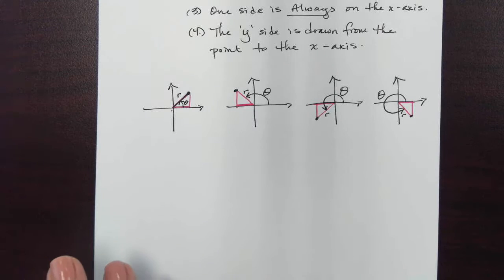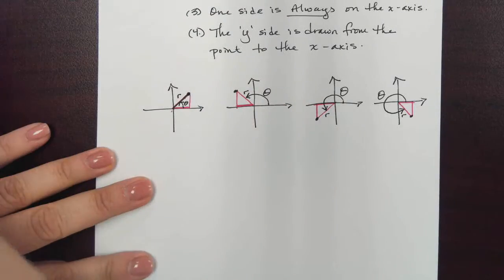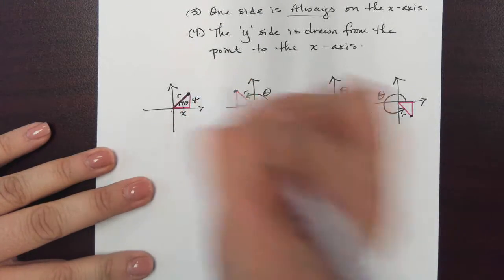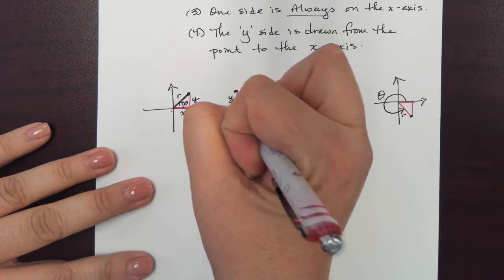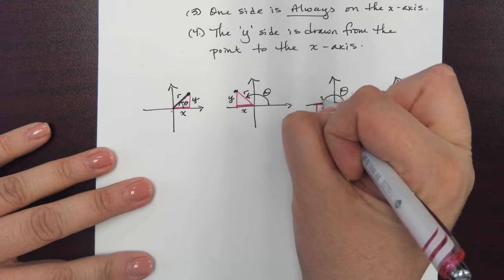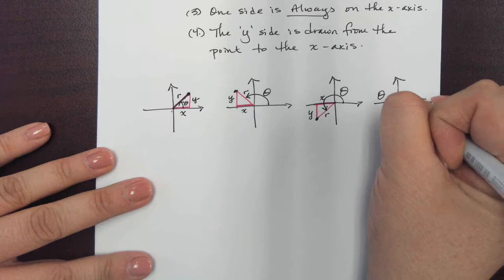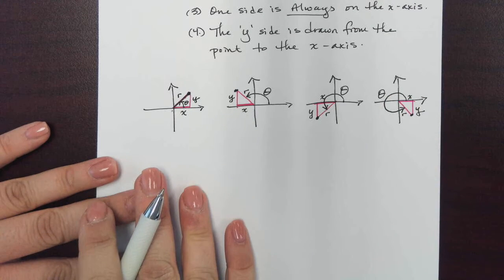In the unit circle, we have coordinates for every single one of the special angles. We have a coordinate point for every special angle, an x and a y. I have an x and a y on my triangles. This is my x, this is my y. This is my x, this is my y. This is my x, this is my y, this is my x, this is my y.